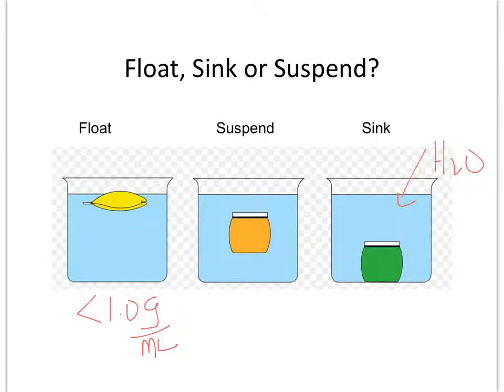If we're talking about sinking, that means that the density of that object has to be greater than 1.0 grams per milliliter. Now, if I talk about suspending, if something is suspending in the water, that means that it has a density right around 1 gram per cubic centimeter or milliliter, or whatever that substance may be.